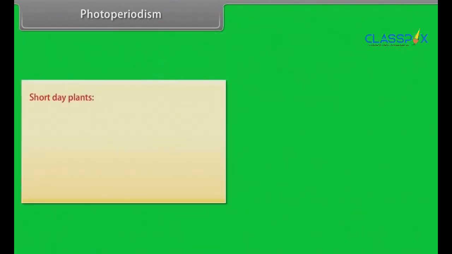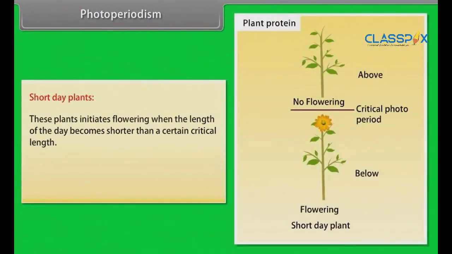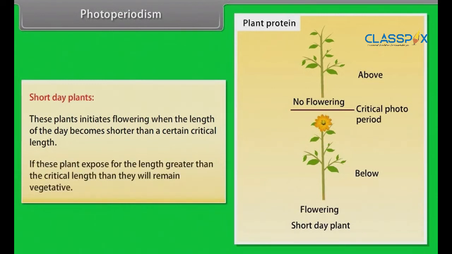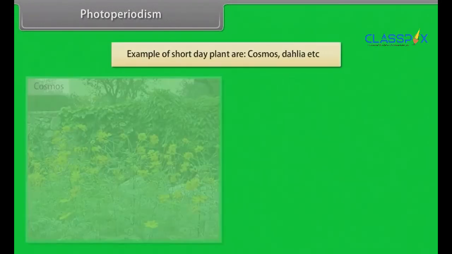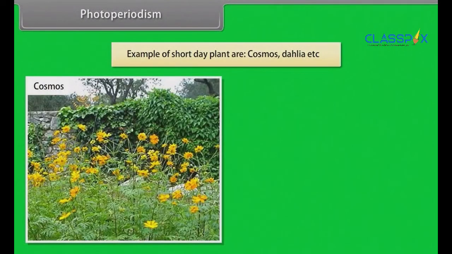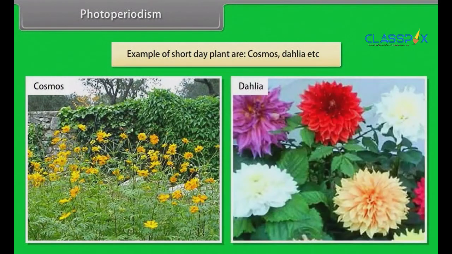Short day plants. These plants initiate flowering when the length of the day becomes shorter than a certain critical length. If these plants are exposed to a length greater than the critical length, then they will remain vegetative. Examples of short day plants are cosmos, dahlia, etc.